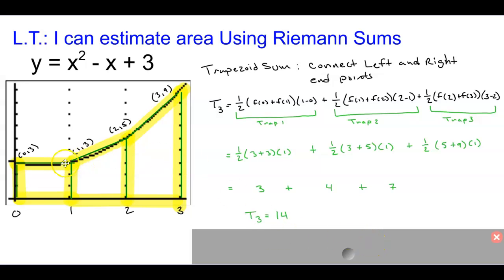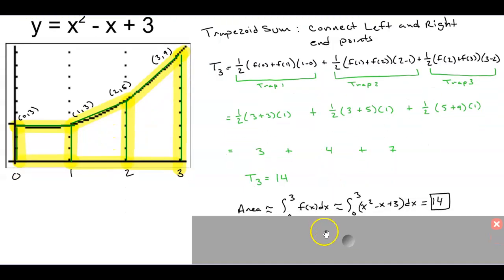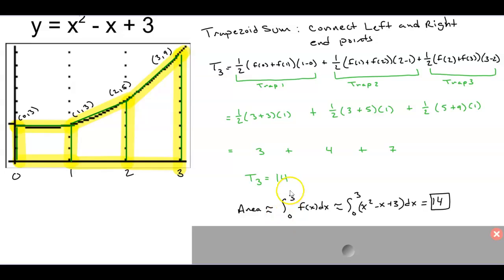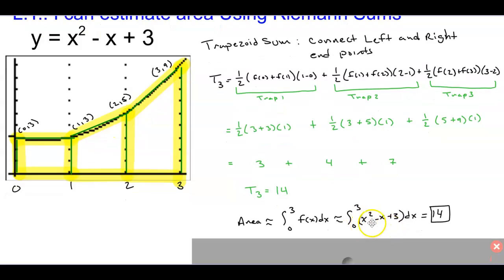And when I add that up, the area underneath the curve is 14 units squared. And then remember, we could write that with our new integral notation. From 0 to 3, the area under the curve is approximately 14. Notice I wrote f of x here, but we could also write the function itself in place of f of x.